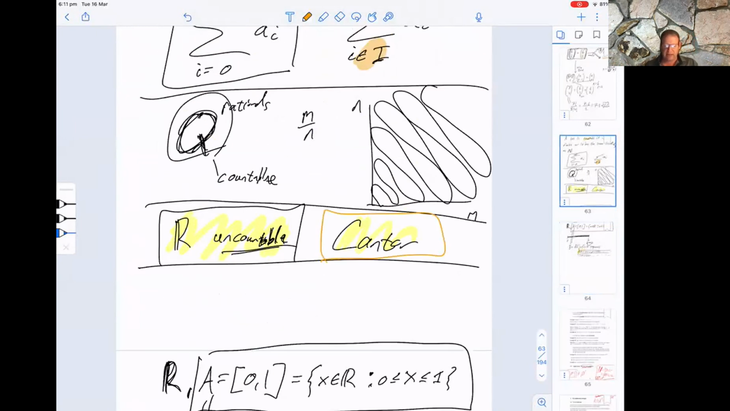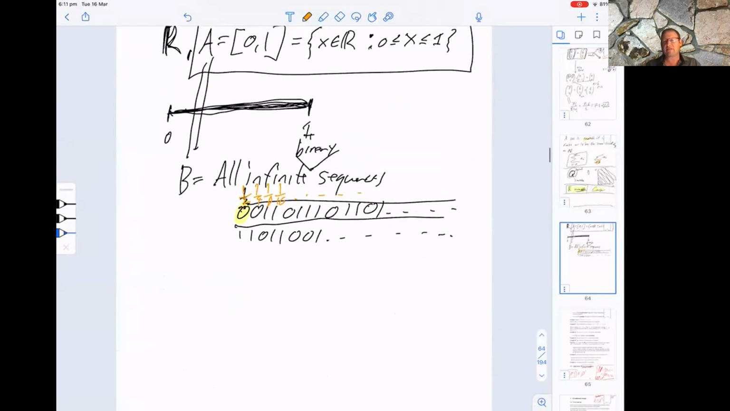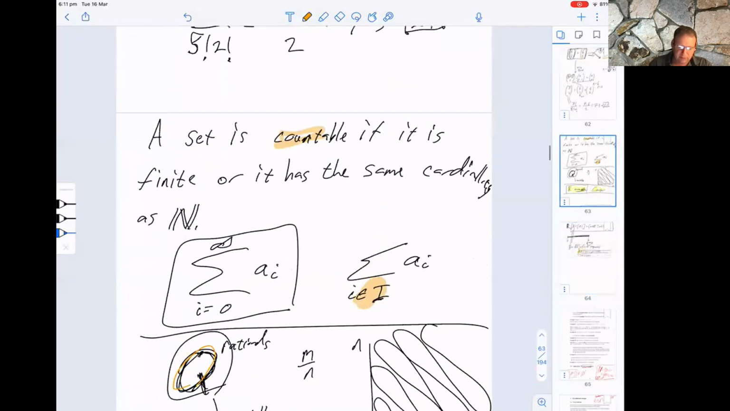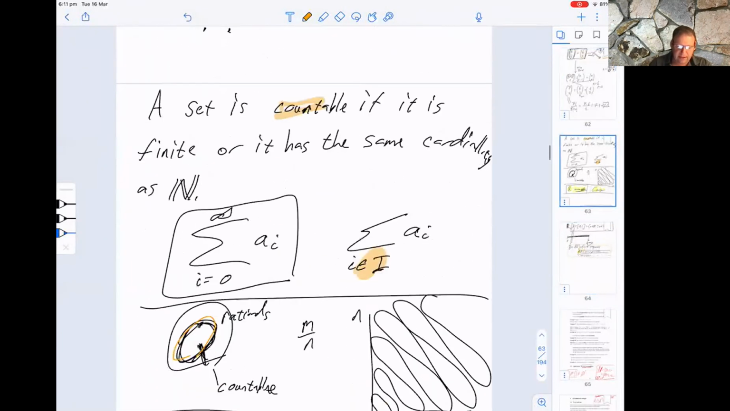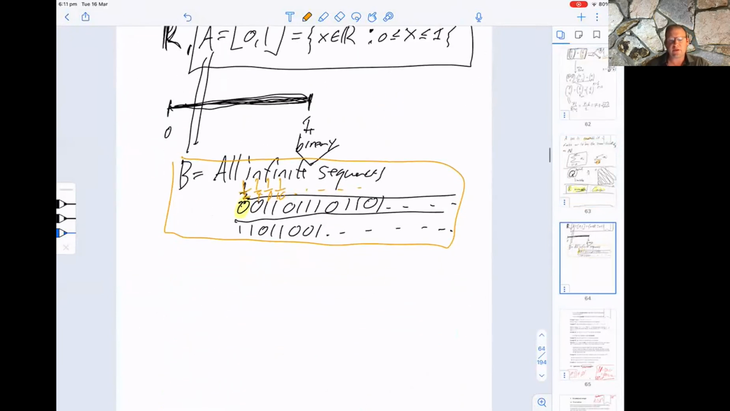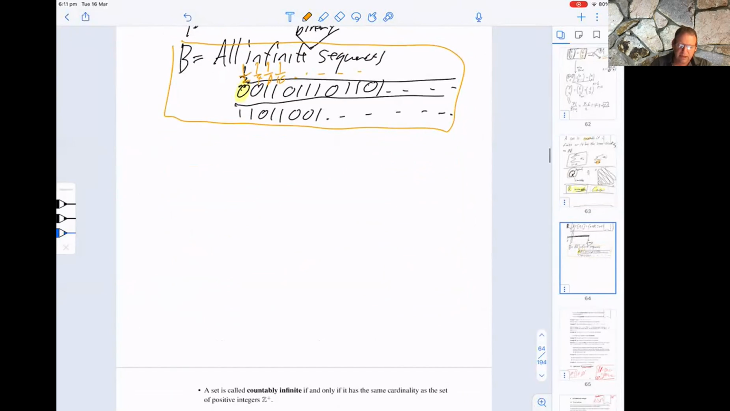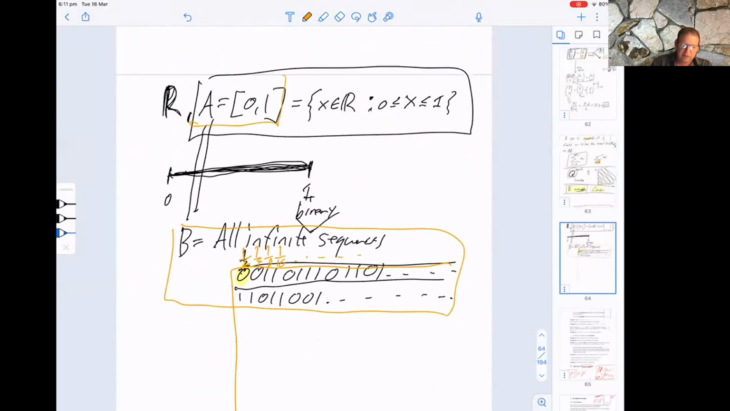Back in the 19th century, Cantor, the father of set theory, shocked mathematics. His theorem was that this set B is not countable. Some sets are countable. We showed that the evens are countable, the odds are countable, the natural numbers are countable, the integers are countable, but some sets are not countable. And this set of all infinite sequences is not countable, which maps to the set A.